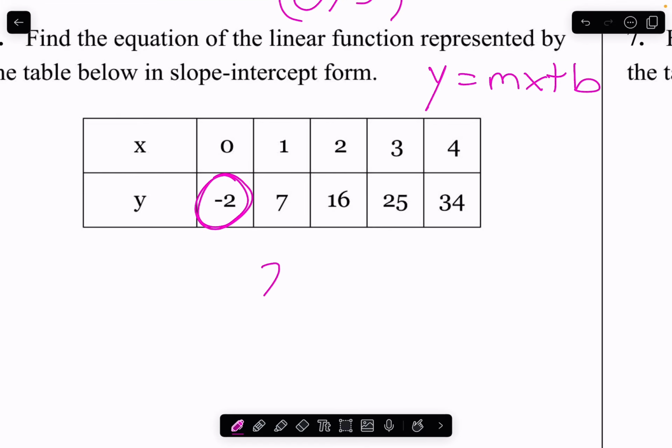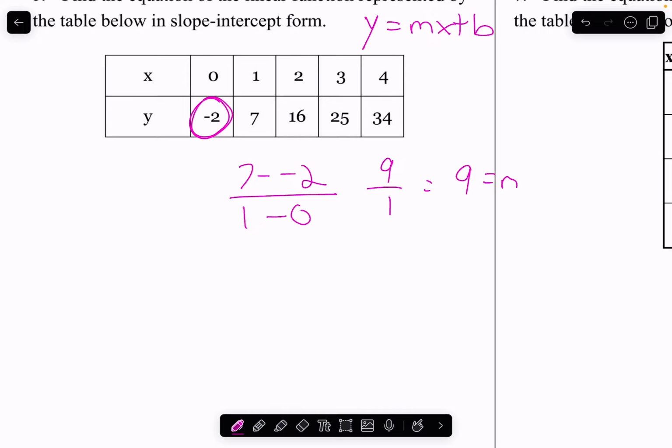So we'll do 7 minus negative 2 all over 1 minus 0. We get 9 over 1, which is 9. So our m value is 9. Our b value is negative 2, so we would just say y equals 9x minus 2. All right.